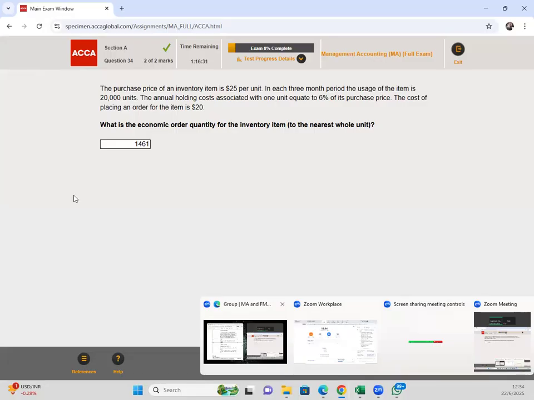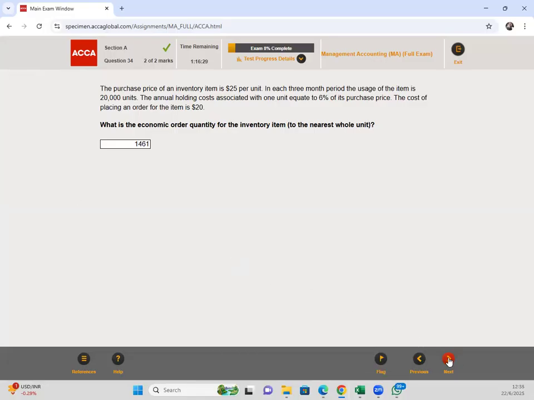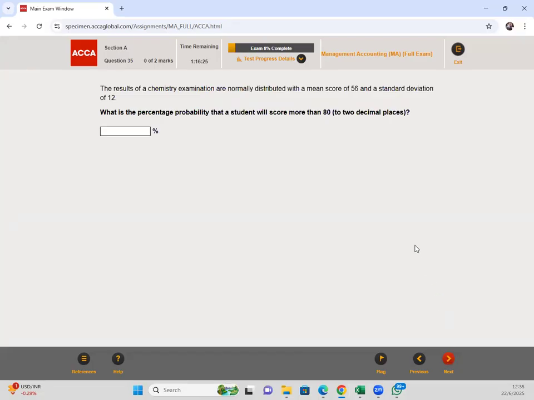So let's move. The results of a chemistry examination are normally distributed with a mean of 56 and a standard deviation of 12. So, on probability distributions: we can have the data being normally distributed, binomially distributed, or following a Poisson distribution. If the data is normally distributed, how do you work out the probabilities?